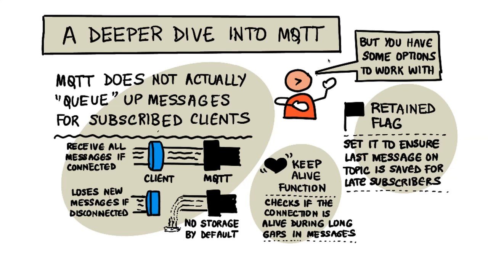Now you can have settings on messages to retain them, so that the last message is always saved. So if I send 10 telemetry messages while I'm offline, when I reconnect, I'll always get the last one. So that if someone subscribes, they don't lose the last message. You can keep a live check that constantly makes sure you're alive so you don't lose connectivity. But those are some options, and you really have to build that logic in yourself.